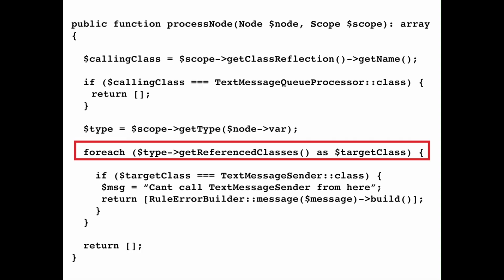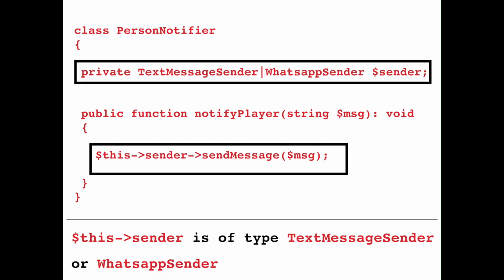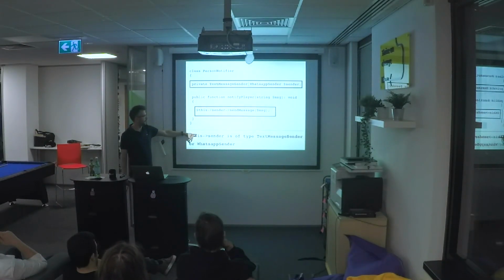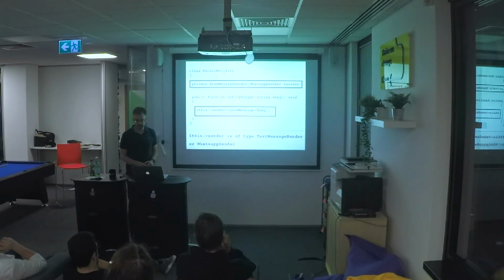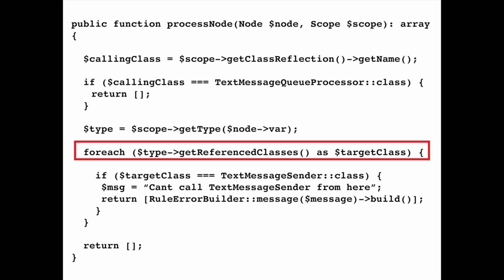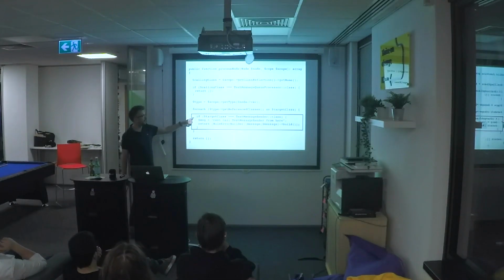So type holds some information about what we're calling it in. And then we say, well, what are all the reference classes? So the interesting thing here is to say, why could there possibly be more than one? Well, in PHP, we could write code like this. We could say it's a text message sender or it's a WhatsApp sender. So there we know this sender is of type text message sender or WhatsApp sender. This, I think, is a poor example. If you were doing something like this, you should have an interface or an abstract class that these both implement or extend. But this is to illustrate why there are times when it is conceivable you could have a type that represents more than one class. So then we're going to iterate through each of these target classes, and we're going to say, is our target class text message sender?